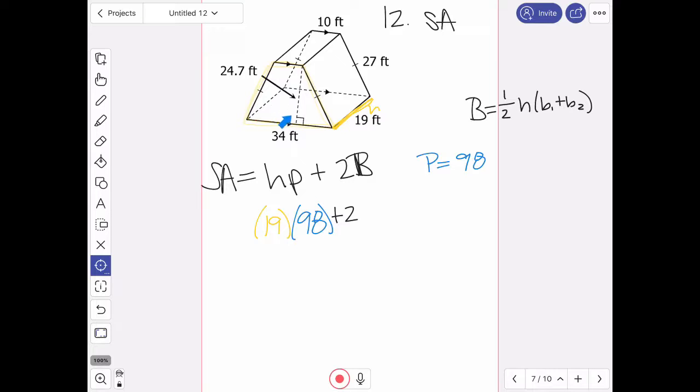My height of just the trapezoid is dictated by this altitude right here. That's forming that right angle with the bases and going from the bottom to the top. So my height is 24.7. Let's do red. I'm going to do it down here.